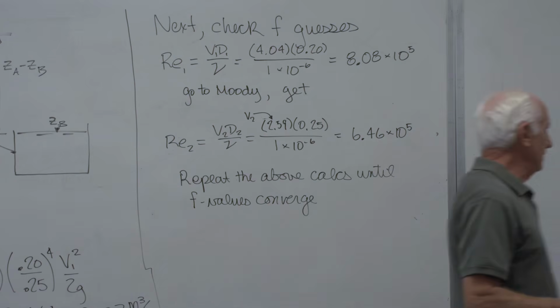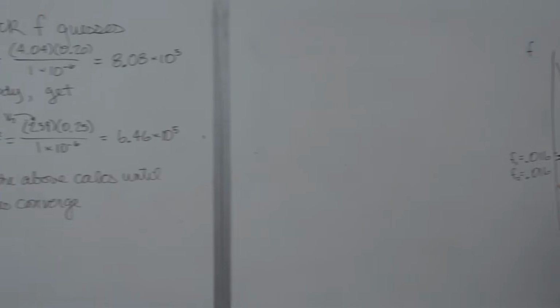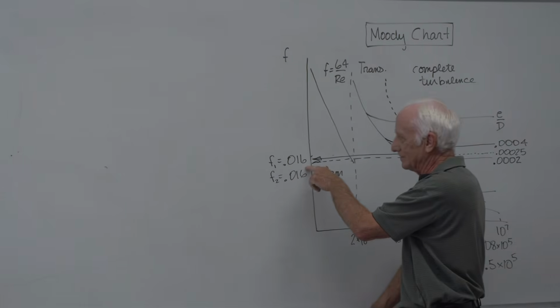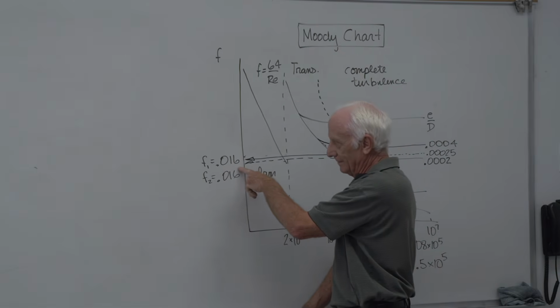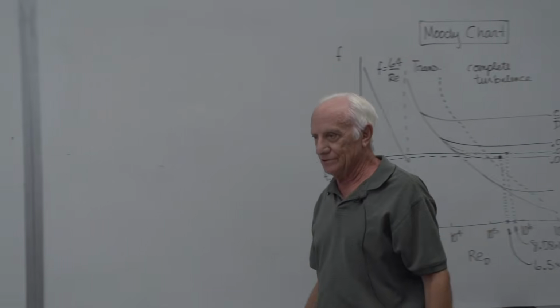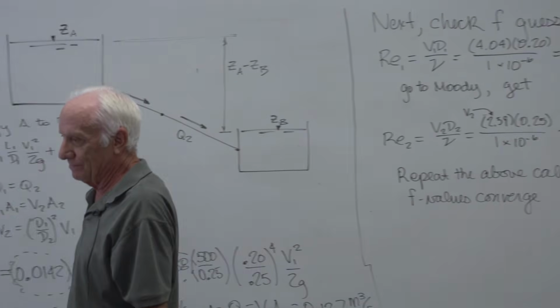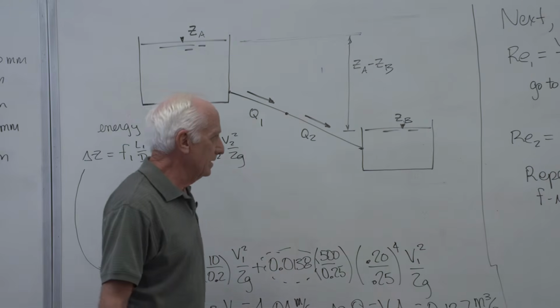What that typically means is, if the next time you do this you get 0.0165, stop, you're close enough. You're within 1/1000th on the F value. Stop, because the Moody chart isn't that accurate anyway, of course, plus or minus 20%.